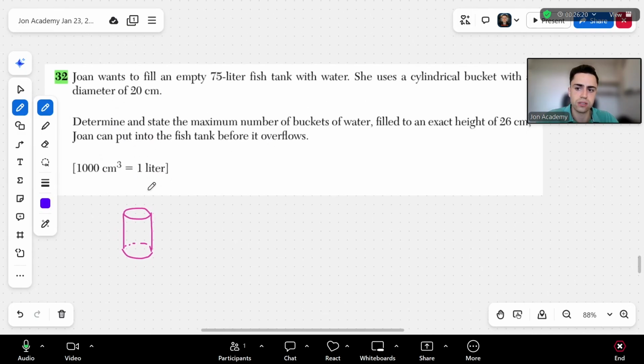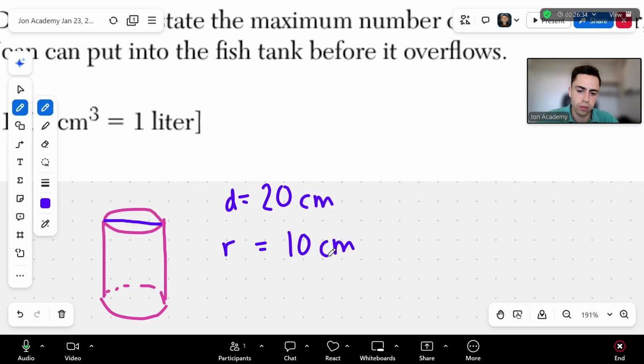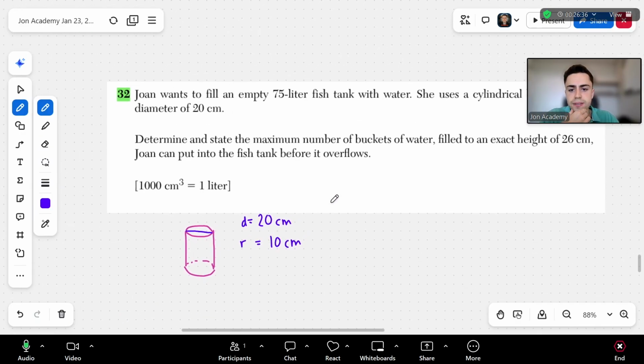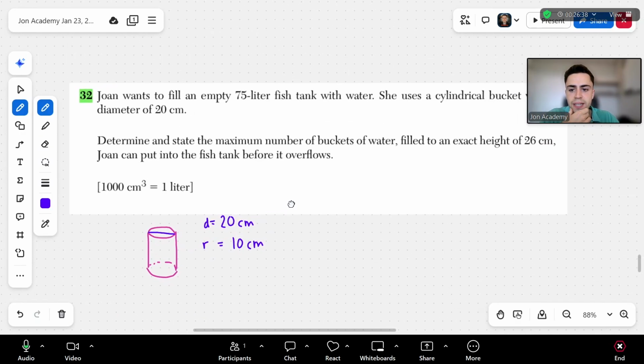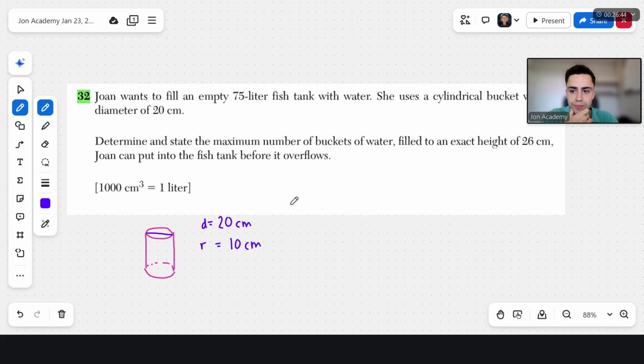So the bucket has a cylindrical shape with a diameter we can write as 20 centimeters. So the radius will be 10, no? Also, we can know that already. Determine and state the maximum number of buckets of water filled to an exact height of 26 centimeters.